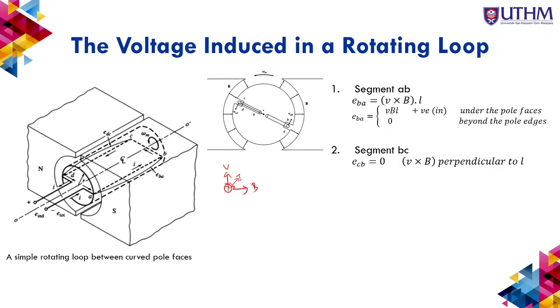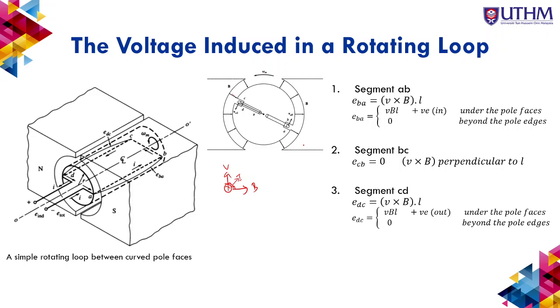That means the length of the wire is in the same direction as B, the magnetic field. When it is in the same direction, it is not perpendicular to everything, so the result will be 0. It is mentioned that V and B are perpendicular to L, the wire. Then CD.